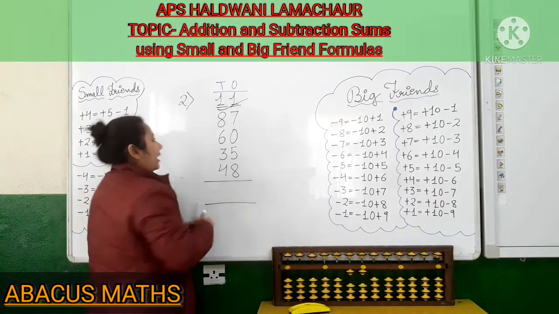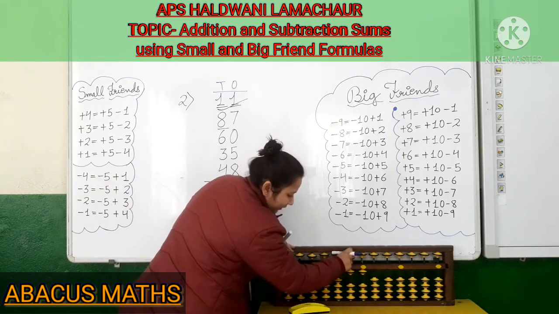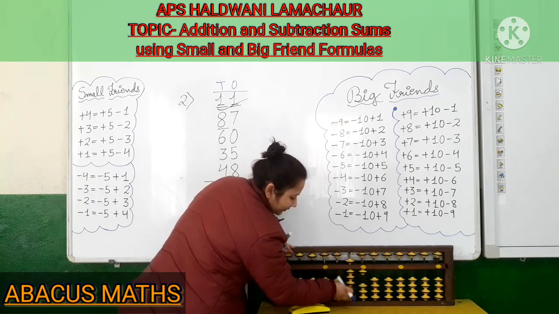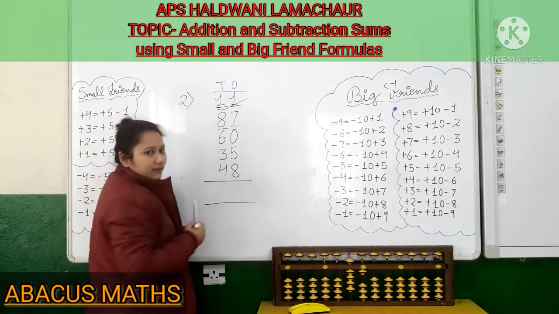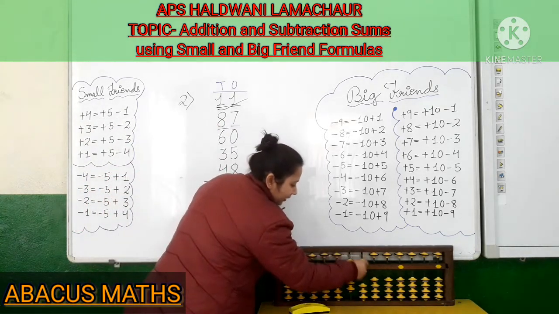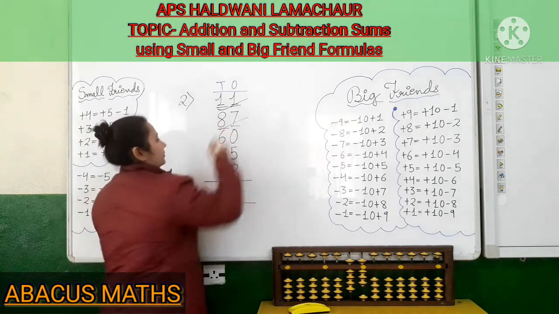Now next, add 8 in 10's rod. See 8, you can add 5, 6, 7, 8 in 10's rod. And 7 in 1's rod. 5, 6, 7. And this is done.